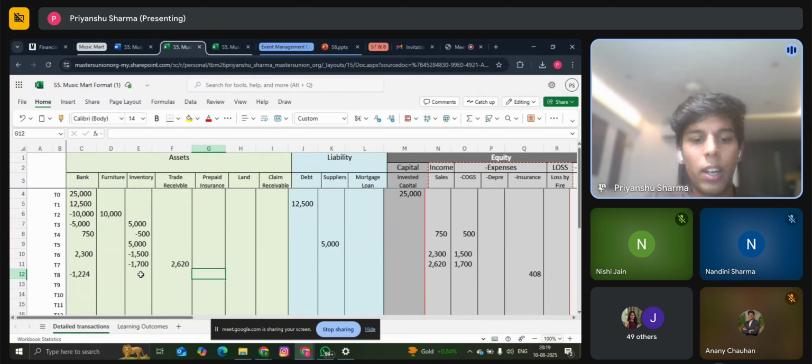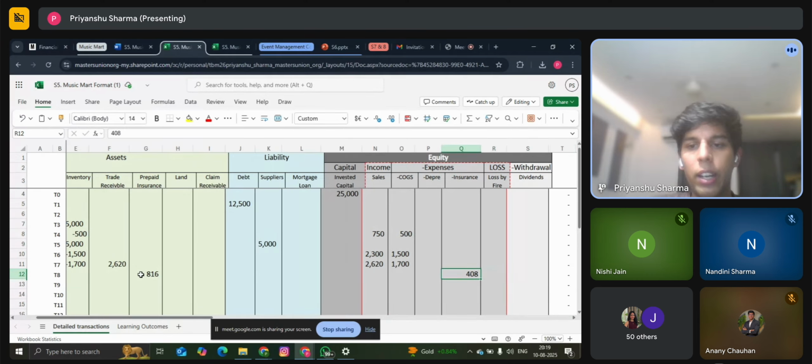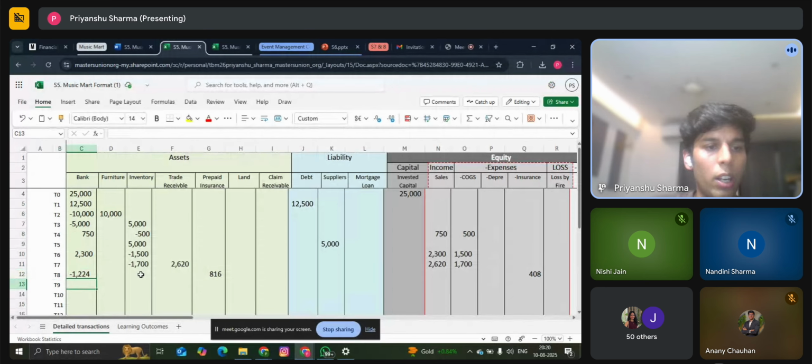816. So 816 would come under my asset side because again I've paid for 2 years in advance. So 2 साल का asset बन गया और 1 साल का जो अभी मैंने पे किया है, that is my expense. I hope this entry is clear to everyone. If there's any doubt, I can take it up.